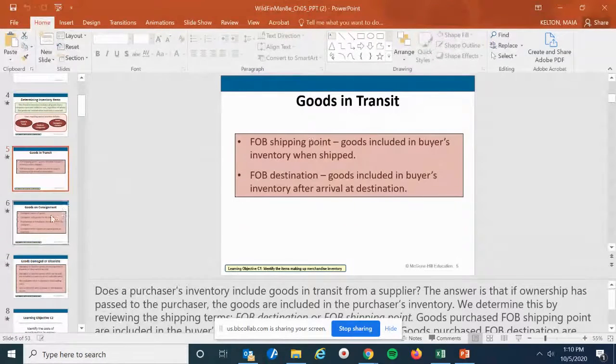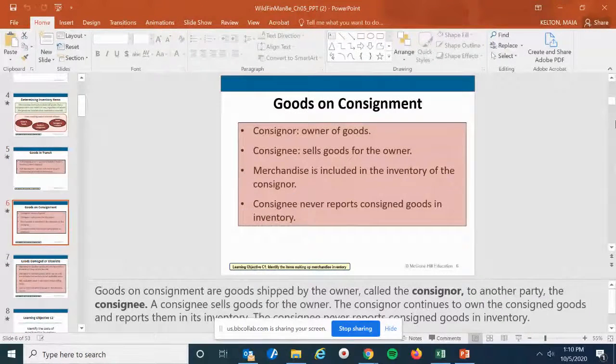So this was the first special item. Let's look at the second. The second special item are goods on consignment. Goods on consignment always are counted in the inventory of the owner.